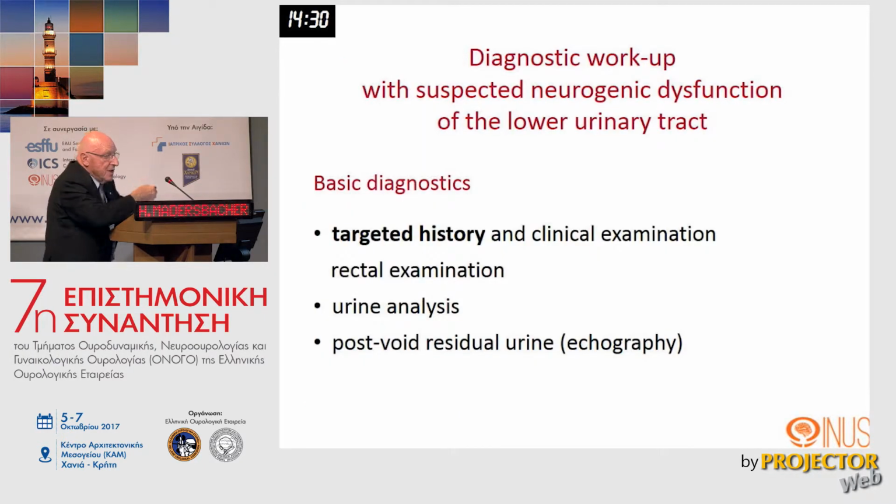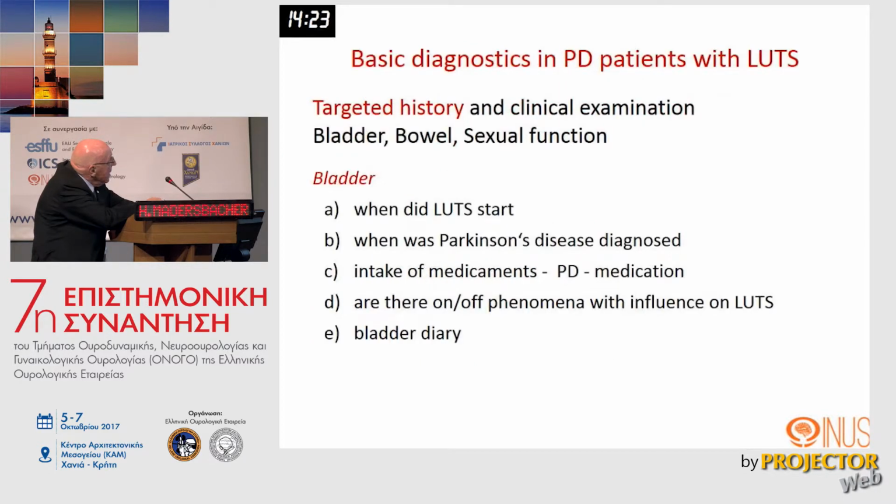Well, let's go to the diagnostic tools. Basic diagnostics: targeted history and clinical examination. It's very important in regards to the bladder to ask when did LUTS start and when was Parkinson's disease diagnosed. If a patient comes to you and says he has LUTS, symptoms of OAB, and he says, I was last month at the neurologist, and he says I have a beginning of Parkinson's, it's very unlikely that these symptoms are caused by the Parkinson's.